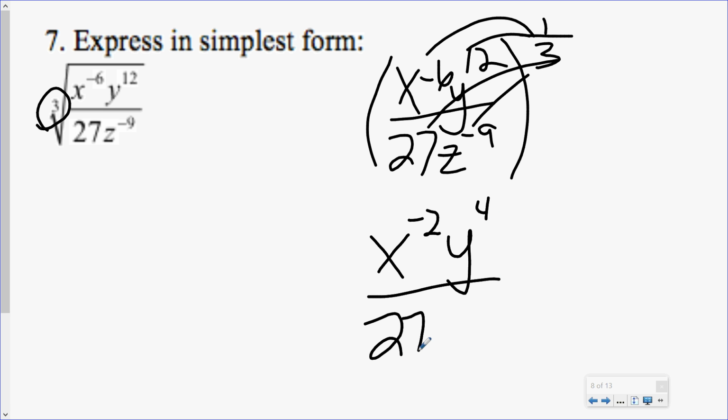27 to the 1/3 power is 27 to the 1/3 power. And z to the ninth, times 1/3, is z to the negative 3. For the integer, you're not multiplying by 1/3, you're raising to the 1/3 power.